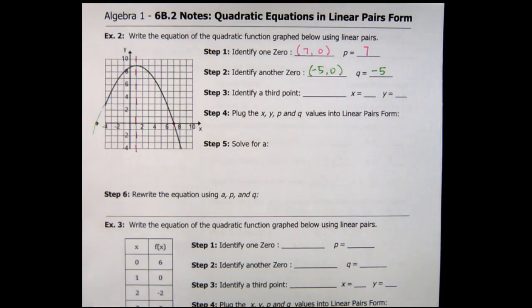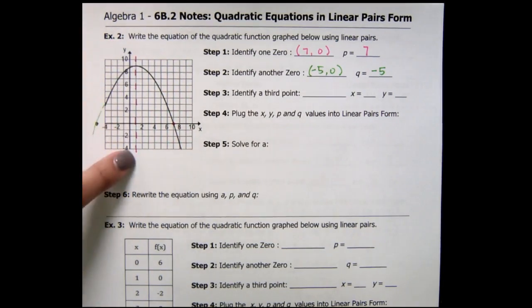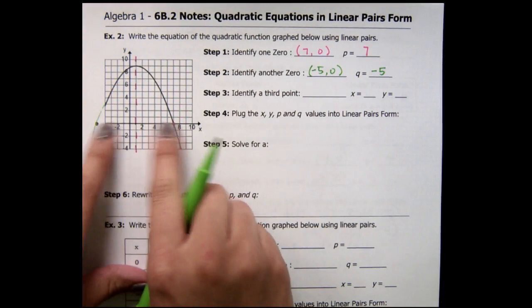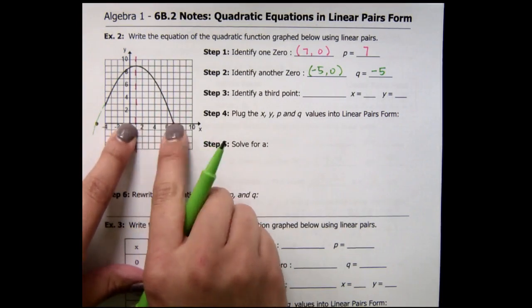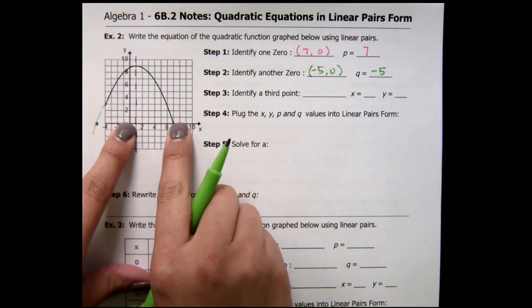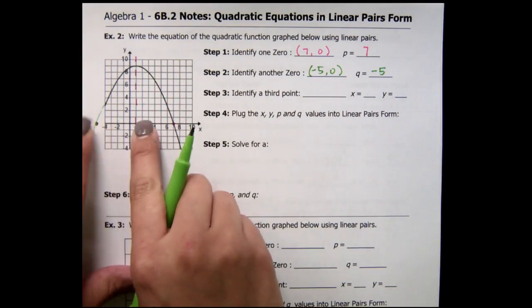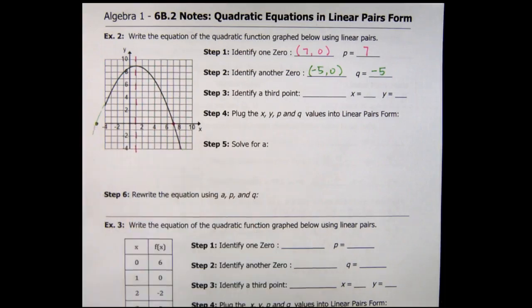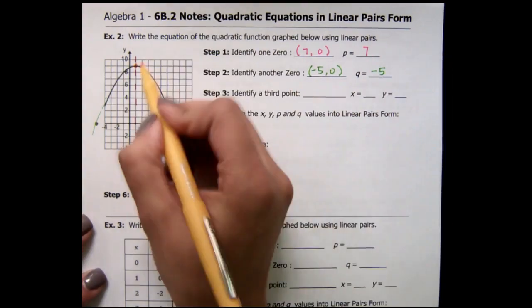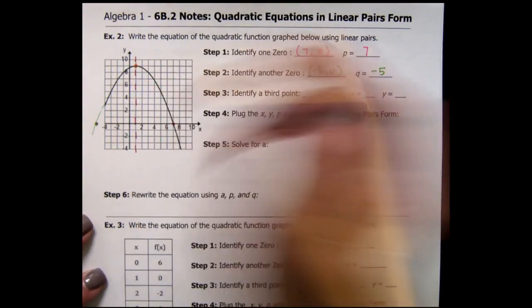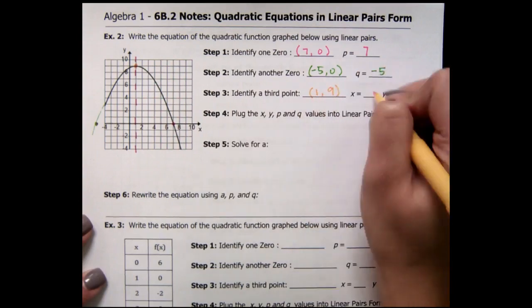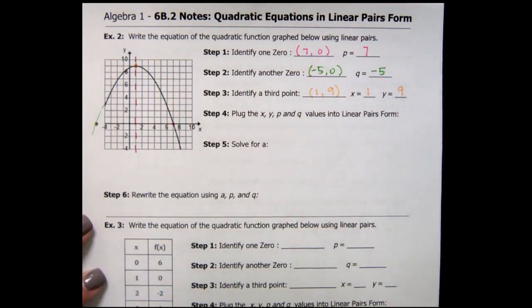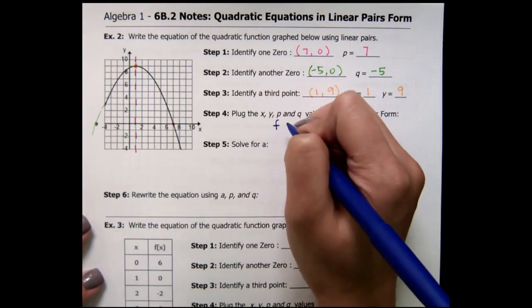So we still have to keep using those ideas from 6A. We know that the axis of symmetry cuts the parabola down the middle, and it makes 2 equal sides. So if there are 6 spaces between the axis of symmetry and this 0, then there has to be 6 spaces between the axis of symmetry and the 0 on the left. So now I can just finish it off. This is my third point, which is my vertex that is at 1, 9. So x is 1 and y is 9. So I'm going to plug everything back into the linear pairs form.